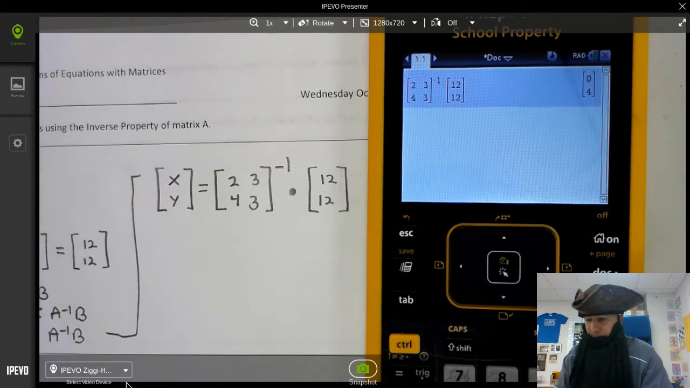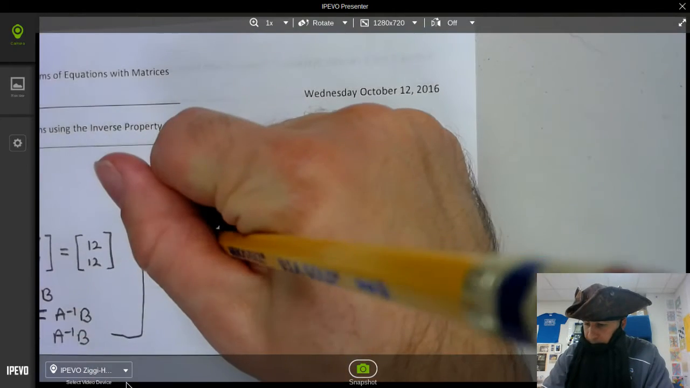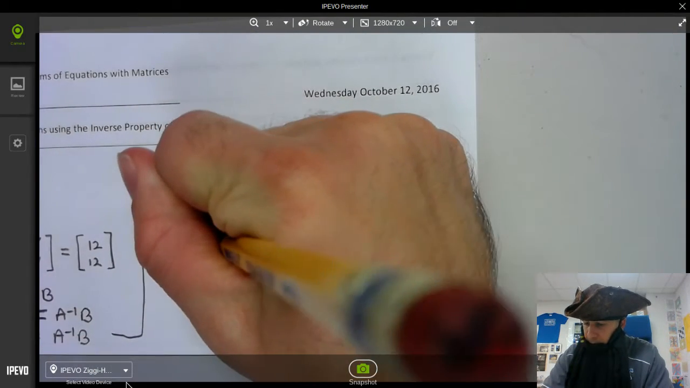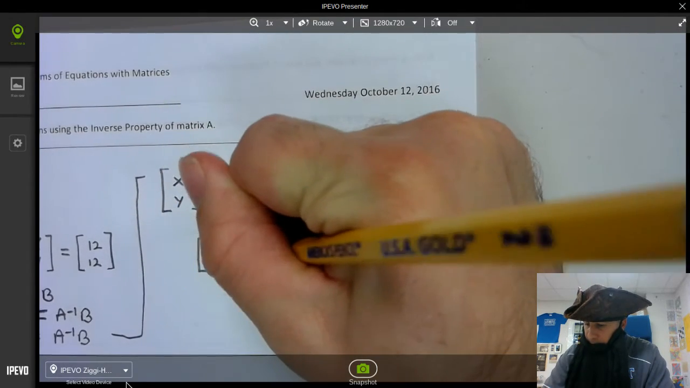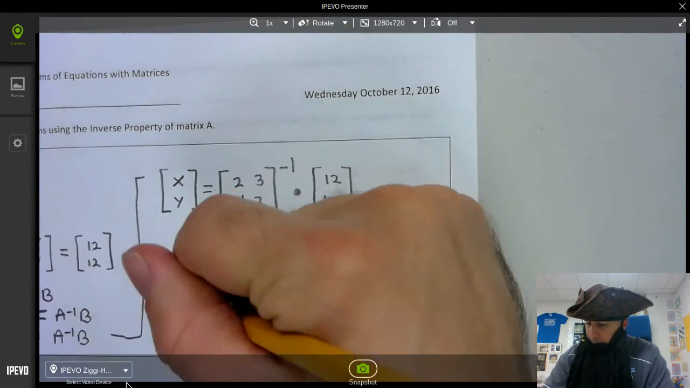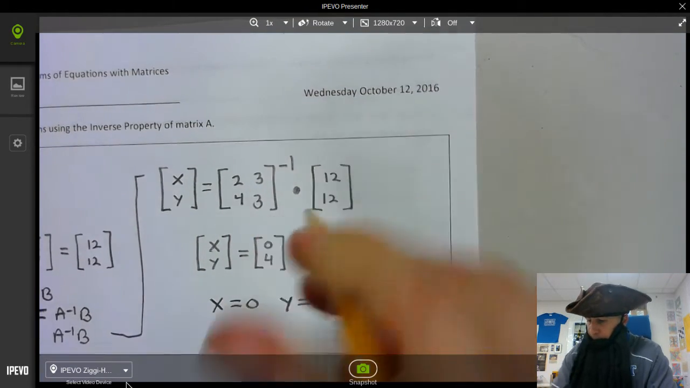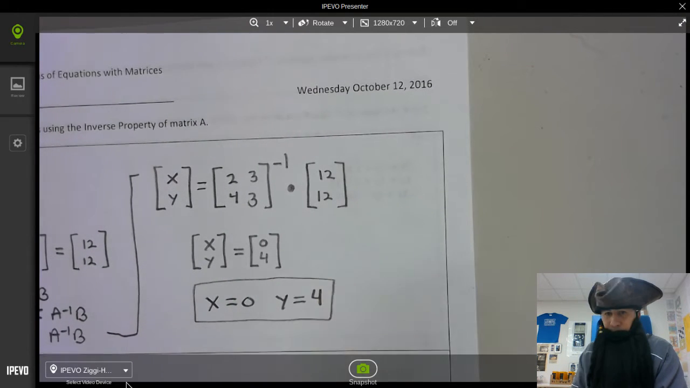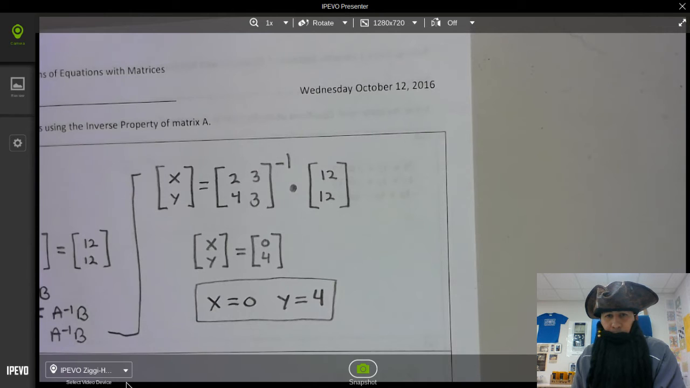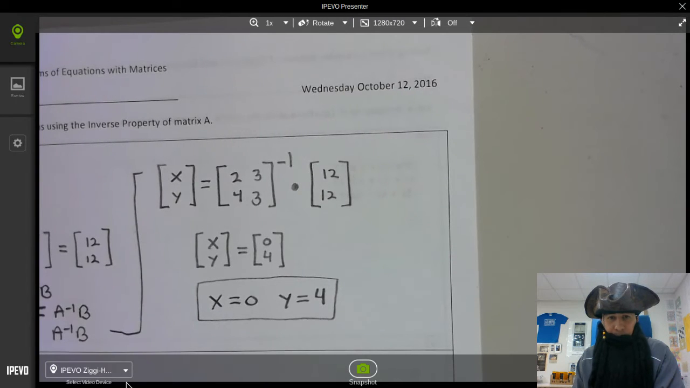Until you have 0, 4. So you get x, y equals 0, 4. So x equals 0 and y equals 4. All right. Now at this point, I want you to pause the video and I want you to try to set up example 2. Okay.